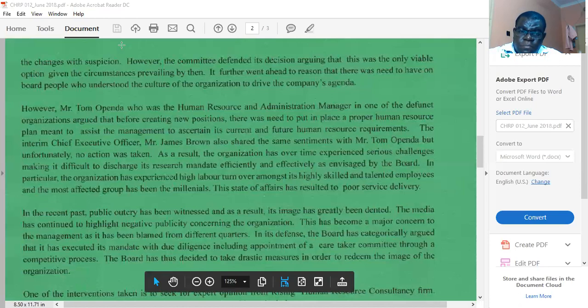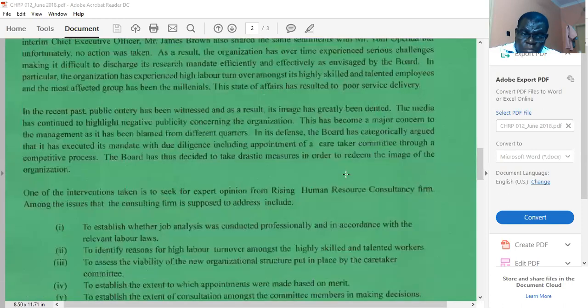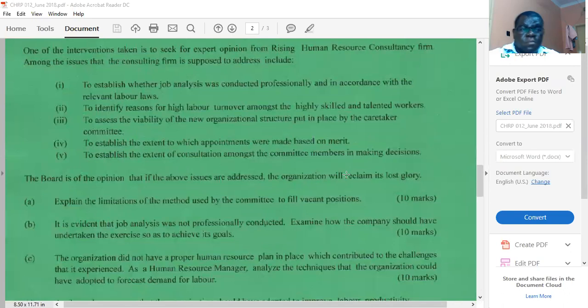In its defense, the board has categorically argued that it has executed its mandate with due diligence, including appointment of a caretaker committee through a competitive process. The board has thus decided to take drastic measures in order to redeem the image of the organization. One of the interventions taken is to seek expert opinion from a rising human resource consultancy firm.